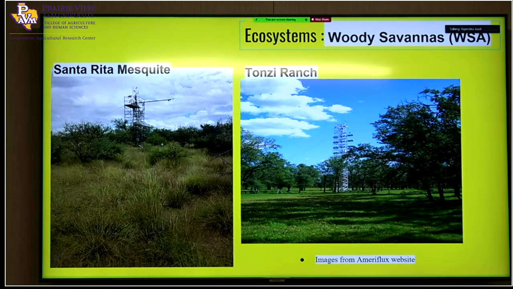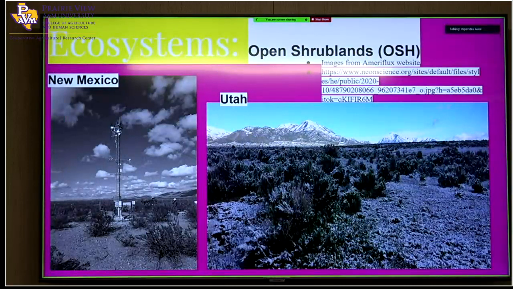It also has up to 30 to 60% of the canopy cover rate, and it is more of a Mediterranean atmosphere with mild to dry and very hot summers. So the next one is going to be open shrubland. So these two are open shrublands, which one is located in New Mexico and the other one is located in Utah. The canopy cover within New Mexico is up to 10 to 60%.